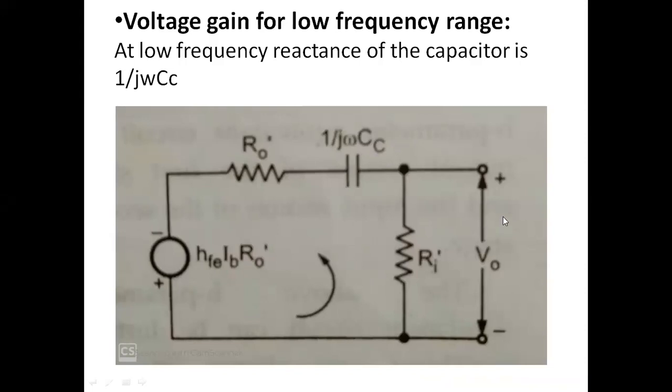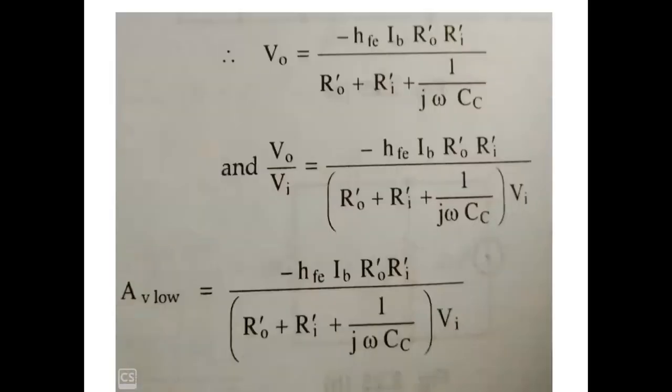And next, what is the gain at lower frequencies? In order to find the gain, here also we should find the V0 value, and then we can find V0 by VA. So what is V0 here?